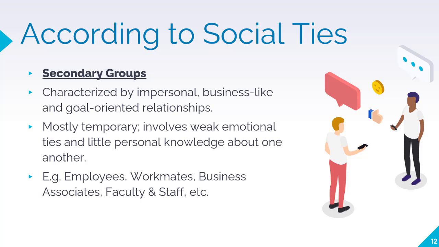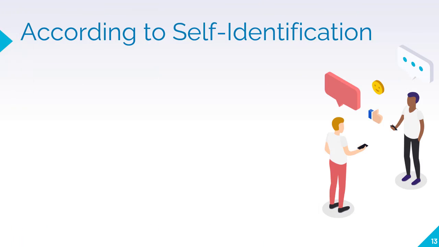However, a secondary group can become a primary group once the relationship becomes personal and involves deep-seated concern and care for one another. For example, some office mates treat each other as families, especially those who have been working together for more than 10 years. Types of social groups according to self-identification.